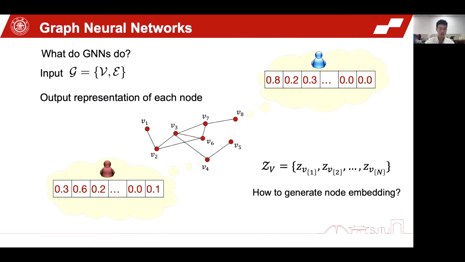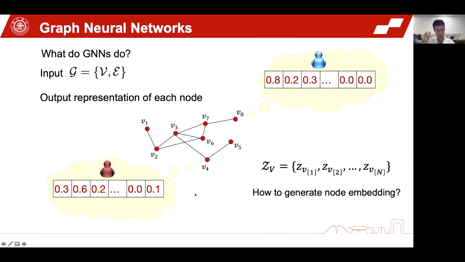So what does GNN do? The task of GNN is so simple. First we put a graph into a GNN, and the GNN will output the embeddings of each node. For instance, if we have the embeddings of V4 and V8, the embeddings are different, so we can distinguish them by the different embeddings. Because, for example, V8 is a blue one, and V4 is a red one.